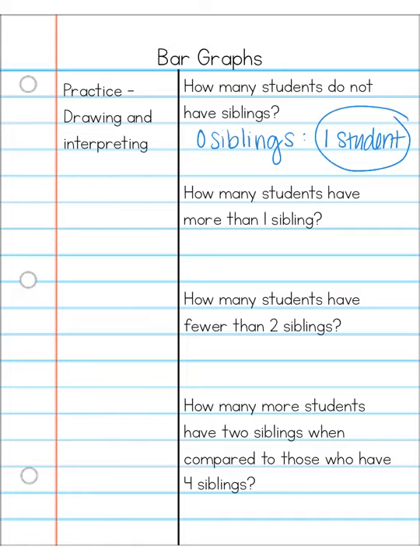The next question is how many students have more than one sibling? The thing I need to think about here is that more than one does not include one. So more than one would be 2, 3, or 4 siblings. So there were 3 people that had 2 siblings, 2 people that had 3 siblings, and 1 person that had 4 siblings. When I add 3, 2, and 1, 3 plus 2 is 5, and 5 plus 1 is 6. So there were 6 students who have more than one sibling.